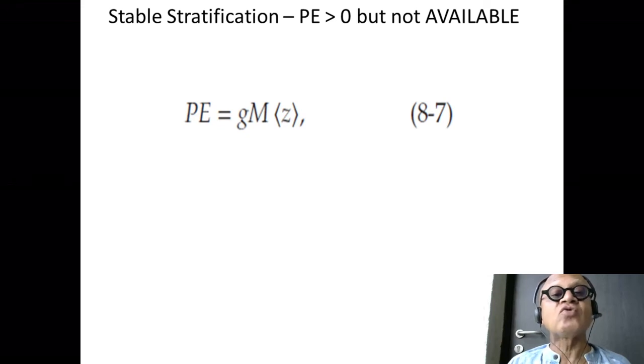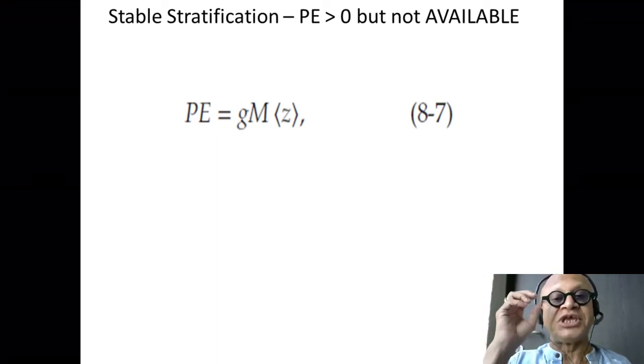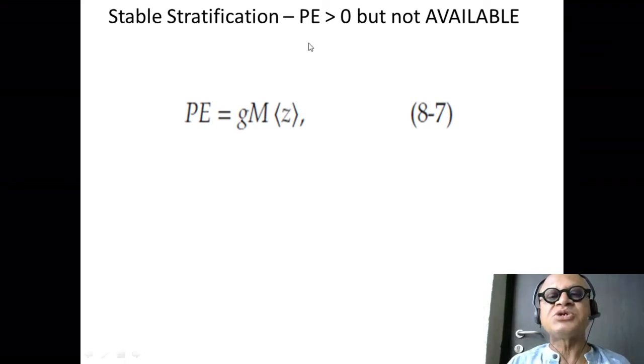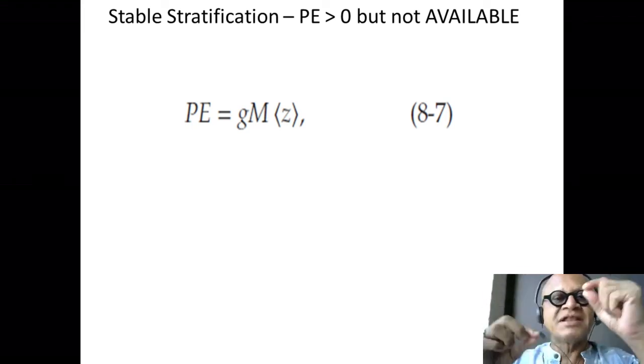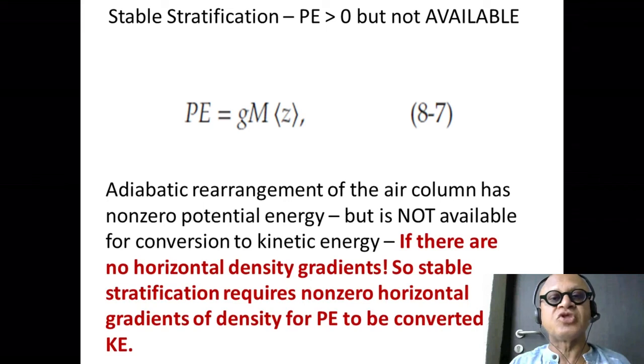And we have to figure out how the air masses, air parcels, have to move to release potential energy instead of locking it up or not allowing it to be changed. Okay, so stable stratification: potential energy is greater than 0, but it's not available, which means adiabatic displacements do not reduce the potential energy. So going to our expression of potential energy as g times mass times the height of the center of mass, adiabatic rearrangements of the air column have non-zero potential energy, but it is not available for conversion into kinetic energy. Okay, this is the message.